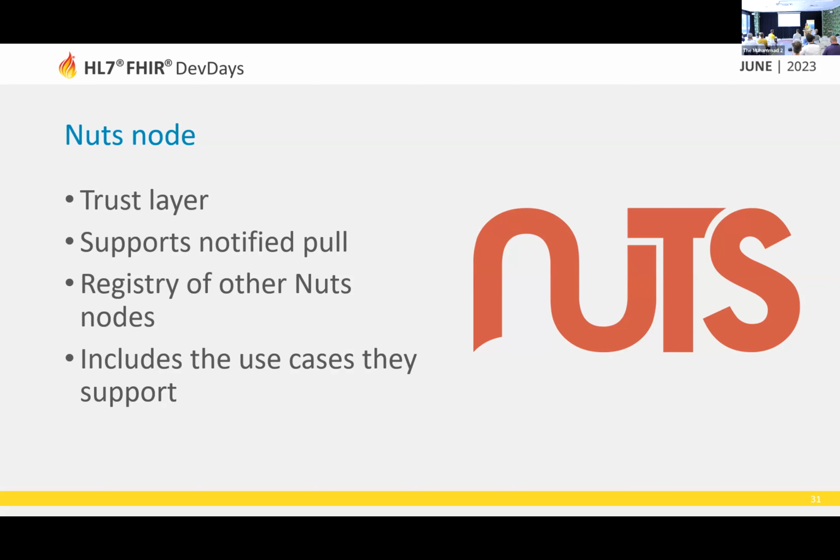It also has a registry of other Nuts nodes, so basically of other hospitals that support this level of trust. And they also list the use cases that these hospitals support. So we have quite a few. We have e-Overdracht, we have Baby Connect, we have the VIPP program. You can list all of those in there, and then you can see, okay, what parties could I in theory exchange information with?